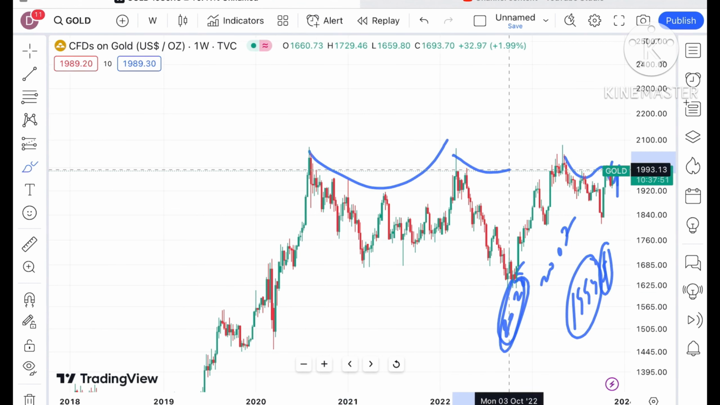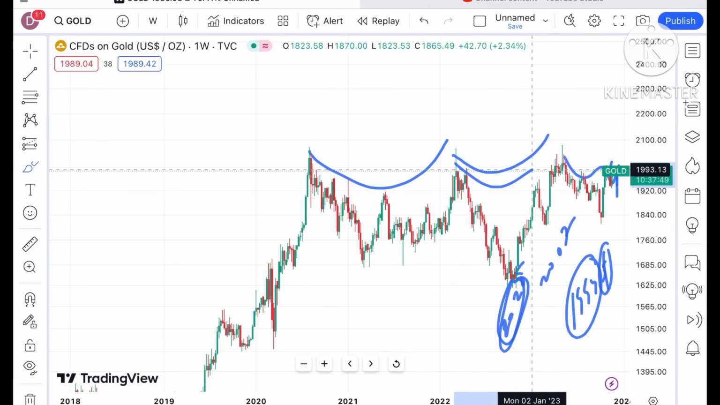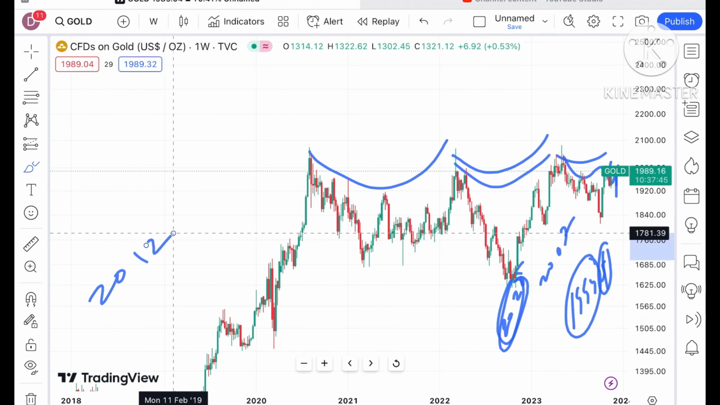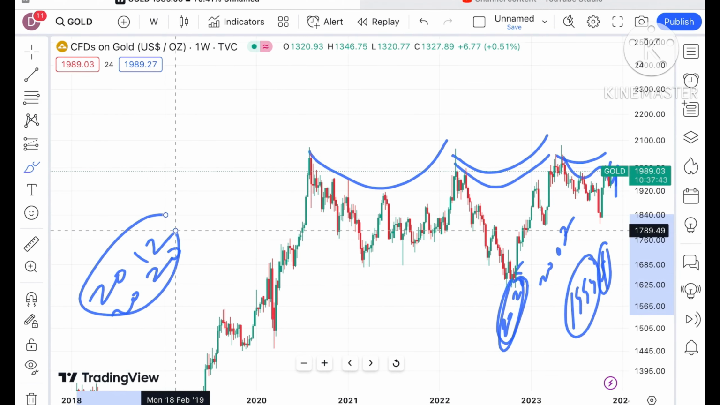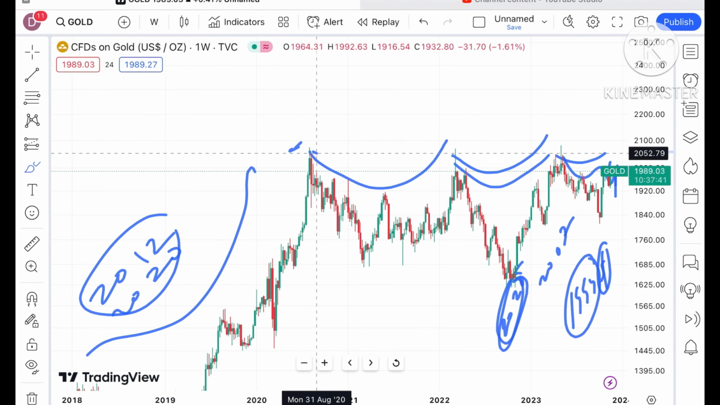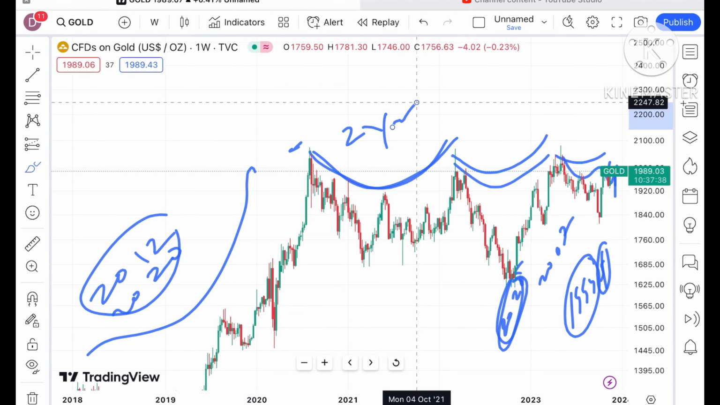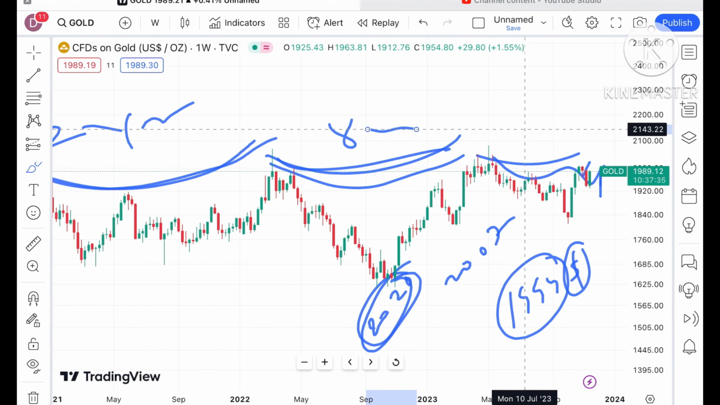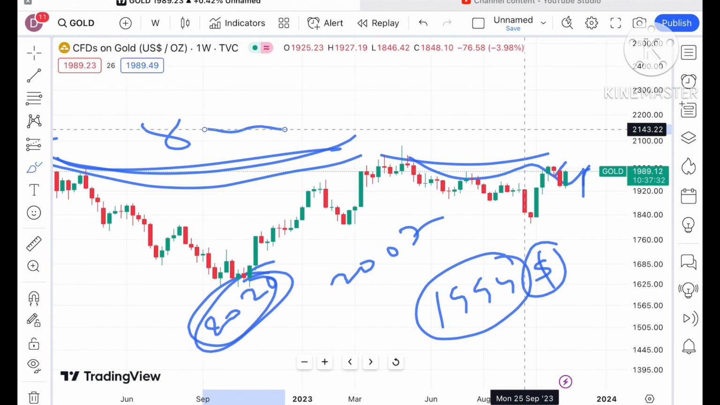But if we look at previous years, if you go from 2020 to 2022, there's a 2-year pattern, and before that there is an 8-year pattern. Similar patterns are being formed. This is a U pattern forming, this is a 2-year, and this is an 8-month pattern. You can see looking at this chart.